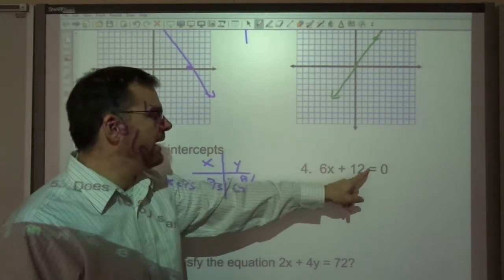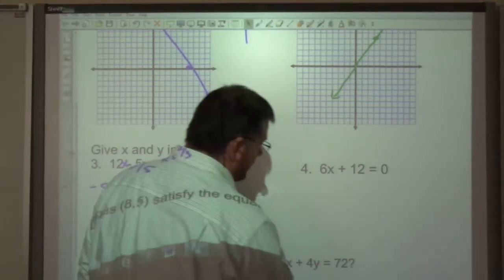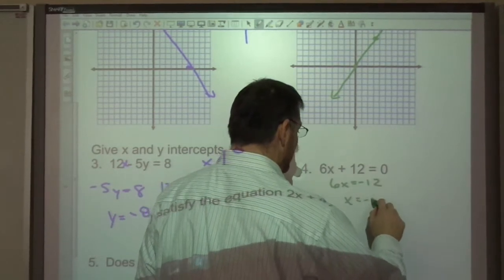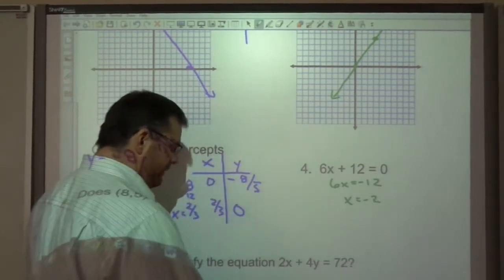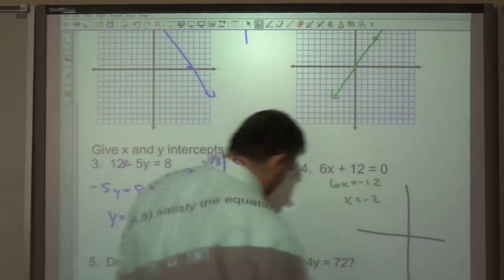This one does not have a variable on this. I remember this specifically. So I just need to get x by itself here. I have this. That will be a line that goes straight up and down at negative 2.